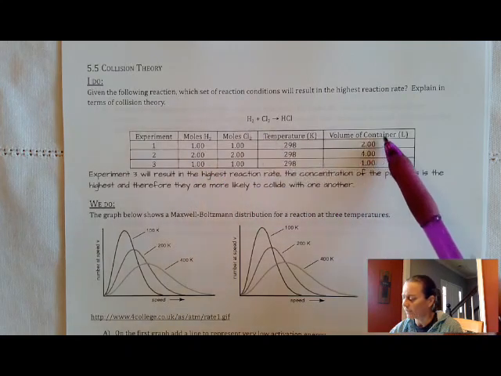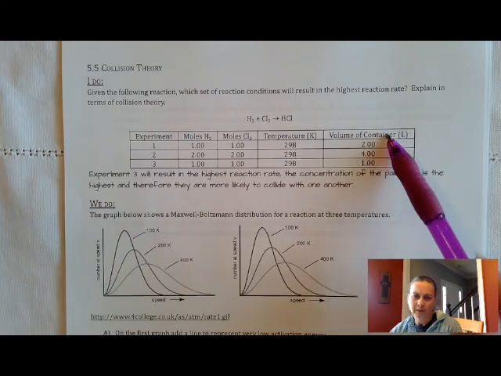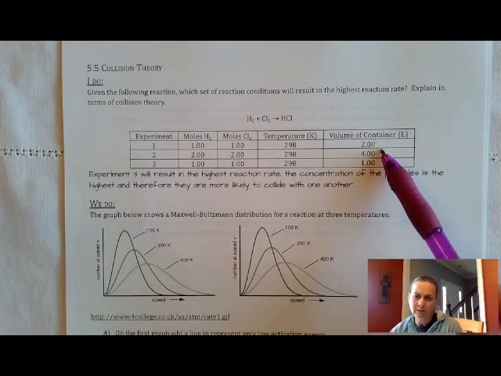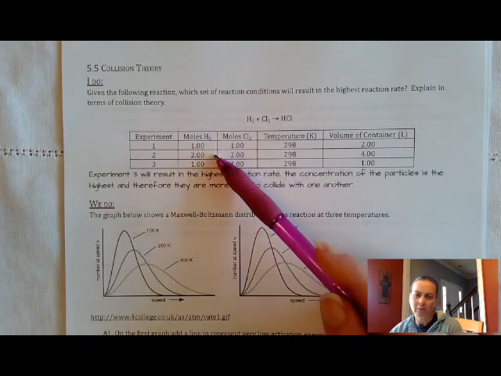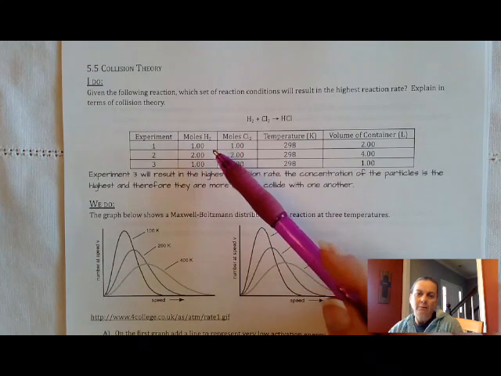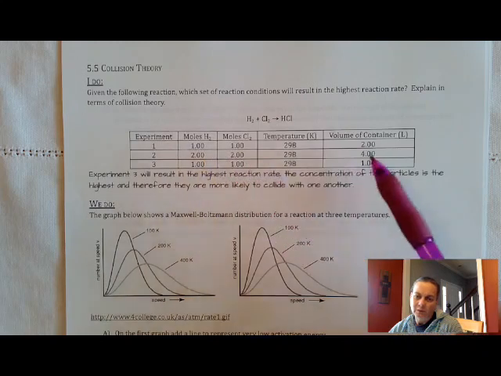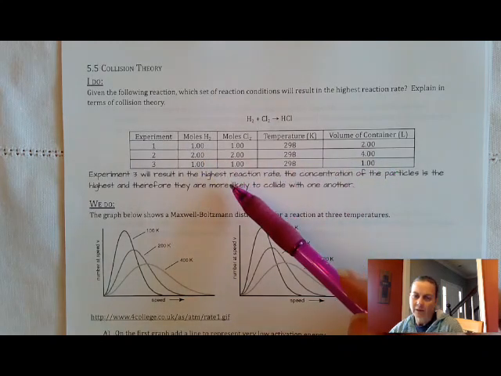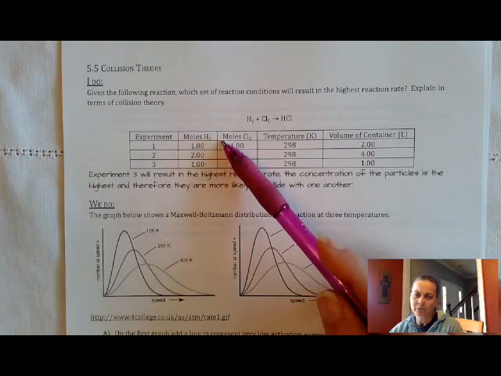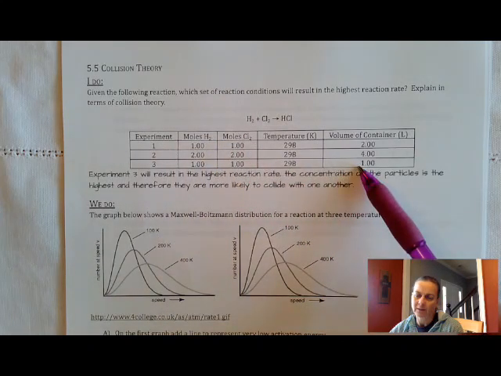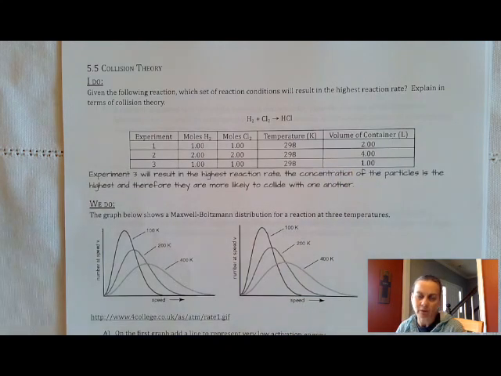If we look at experiment 1 and experiment 2, in both cases the concentrations are 0.5 molar because the number of moles is doubling, but so is the size of the container. Whereas in experiment 3, we have the same number of moles as in experiment 1, but we have a container that's half the size, so the concentration is going to be much higher. So experiment 3 is going to result in our highest reaction rate because the particle concentration is higher, and therefore they're more likely to collide with one another.